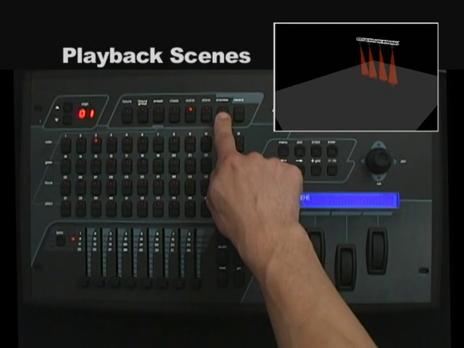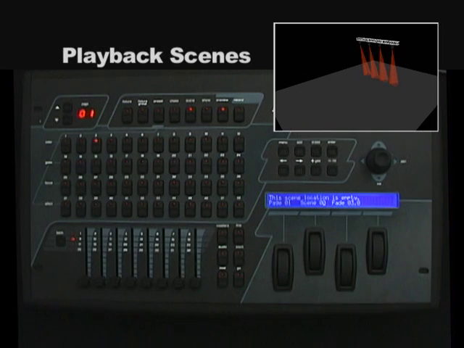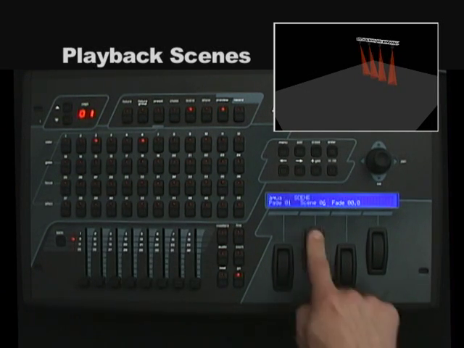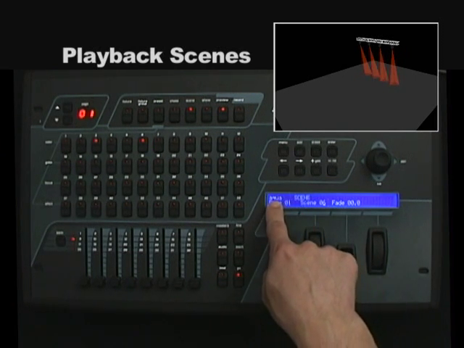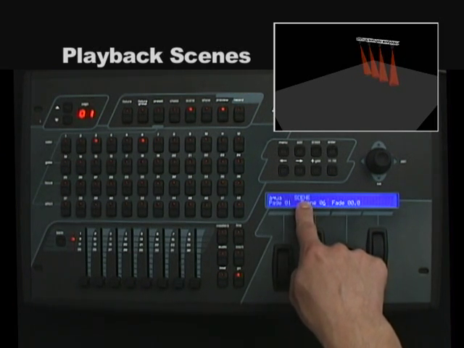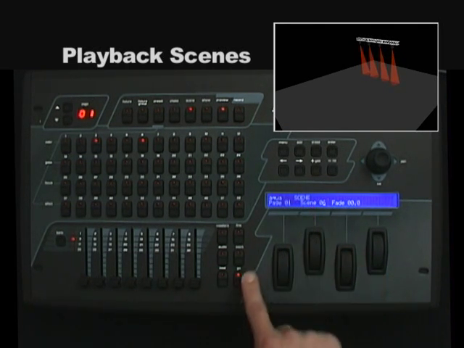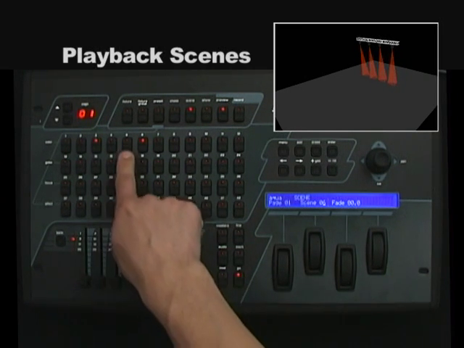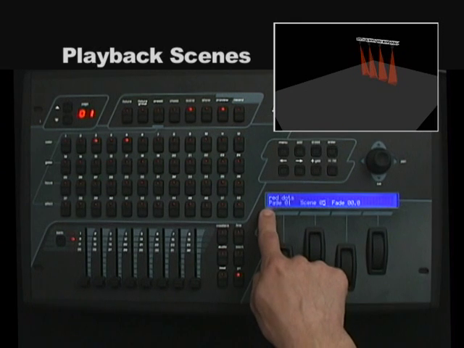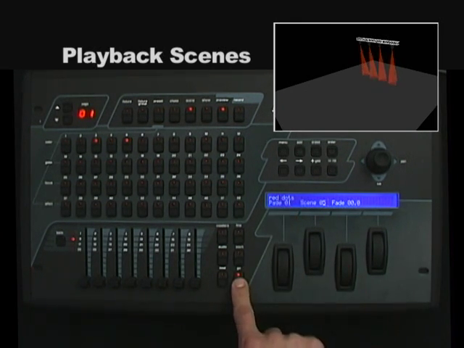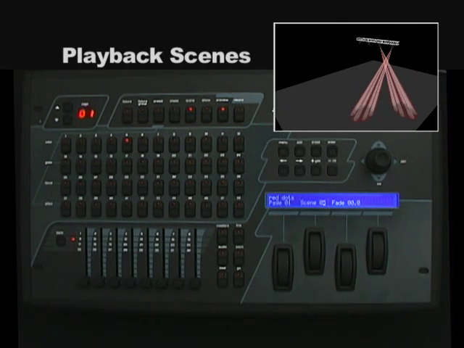You can also preview a scene before it's actually selected by pressing the preview button, then selecting a scene. In the display, it tells us that the scene we're previewing is the aqua scene. If that's the scene that you want to play back, you can press go. If it's a different scene that you wanted, say it was the red dots, for example, you can then press go at that time for the scene to take precedence.